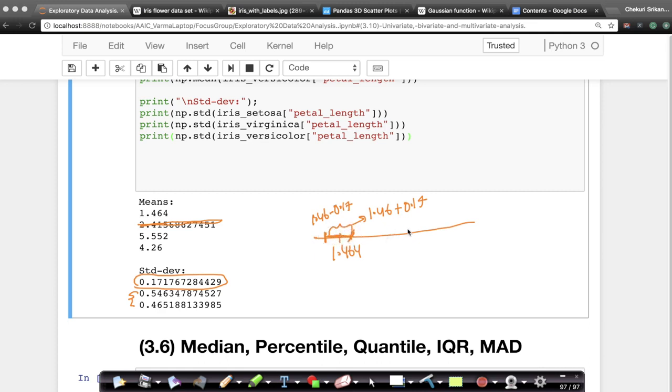Similarly, what about my virginica? My second one is virginica. My virginica mean is 5.5, right? So let's assume this is 5.5, and I have a standard deviation of 0.54, which means most of my points lie between 5 and 6. Most of them, not all of them, certainly, right? What about my third one, which is versicolor? Sorry, 4.26 is the mean, right? And this is how my intervals are.